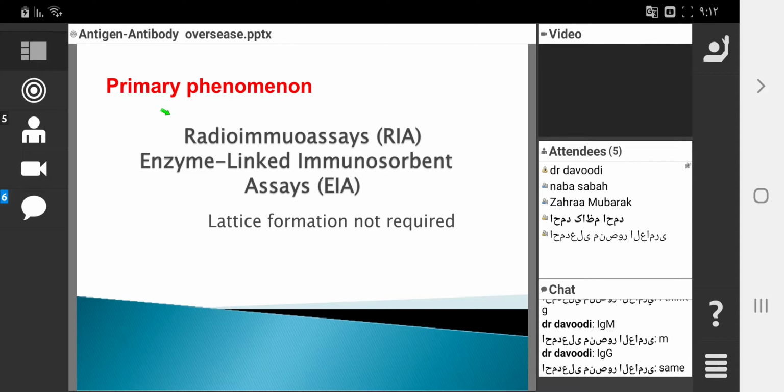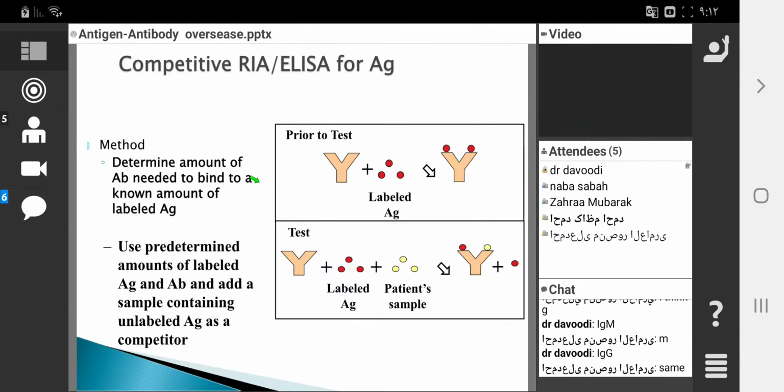Some tests which are categorized in the primary phenomenon are radioimmunoassay or RIA, and enzyme linked immunosorbent assay, or EIA or ELISA. In this type of test, we don't have lattice formation. Antigen and antibody complex, or immune complex, are not aggregated together, so the reaction is not visible.